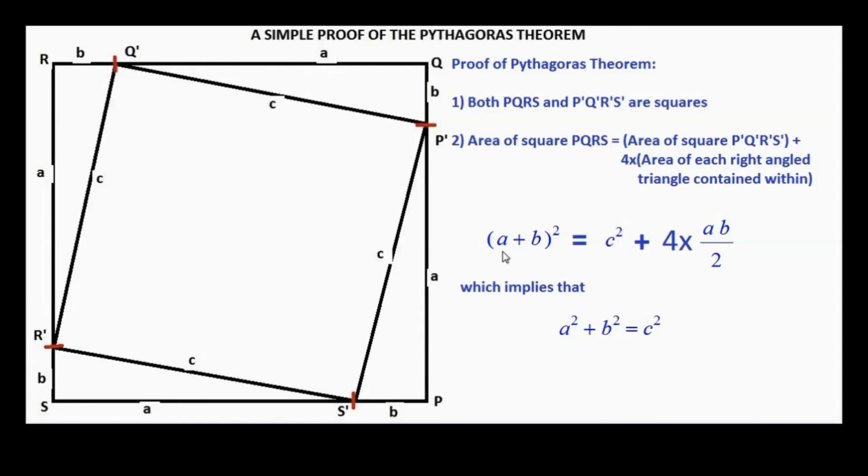So we write them down as (A plus B) whole squared equals C squared plus 4 times half of AB. And upon simplification, we get A squared plus B squared equals C squared. Which is what we had to prove.